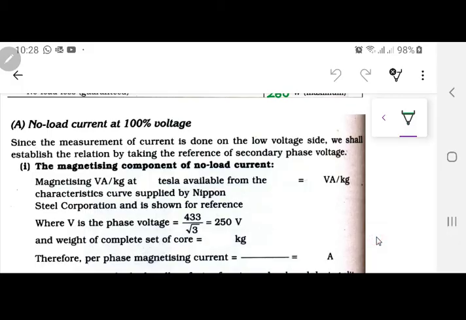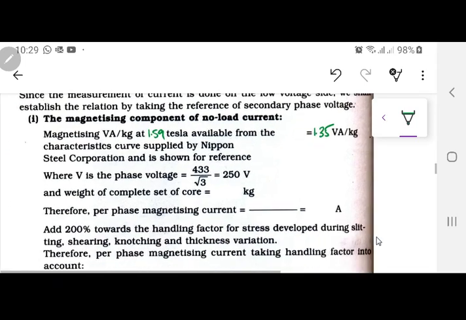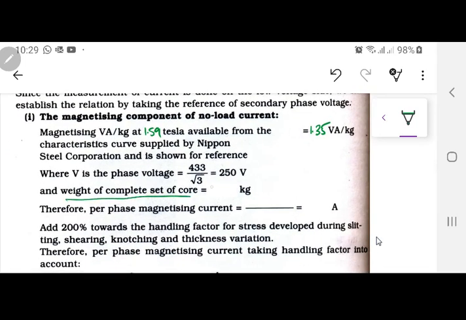So if I go back over here, for 1.59 Tesla, this is approximately 1.35 VA per kilogram. Now what is the phase voltage? We already know this is approximately 249 something. This was already in the design. And the weight of the complete set of the core, कितनी थी? 202.9. So therefore the per phase magnetizing current, जी ये कैसे निकलेगा? जी, you are going to multiply your 1.59 by जी किससे?